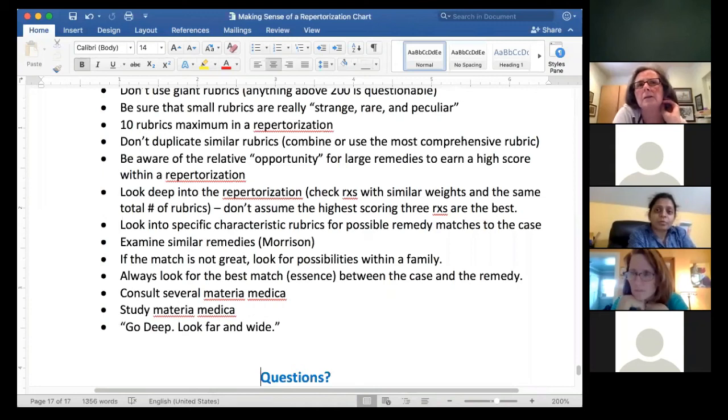Well, this kind of varies. I think if you go over 200, you're out of the ballpark. What is the lowest number? 20 to 175, somewhere in there. When you start getting 2, 3, 5, you kind of have to look and see, is this really a strange, rare, and peculiar symptom? And if it is, by all means, stick with it.